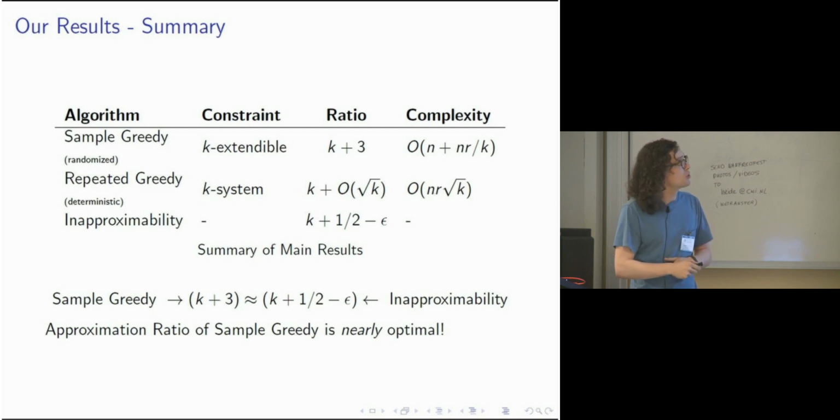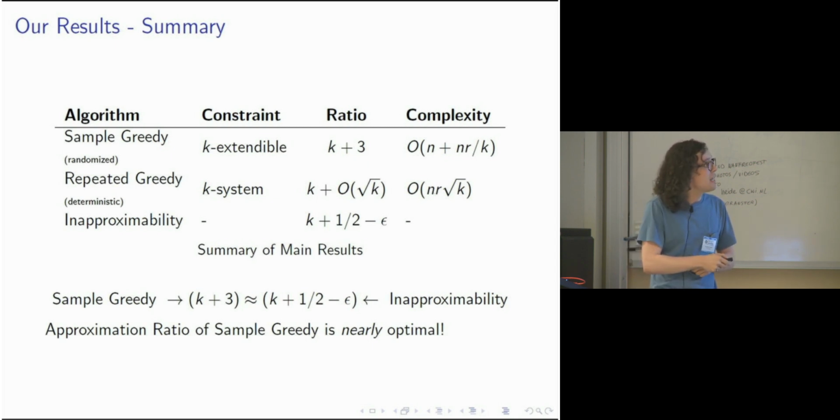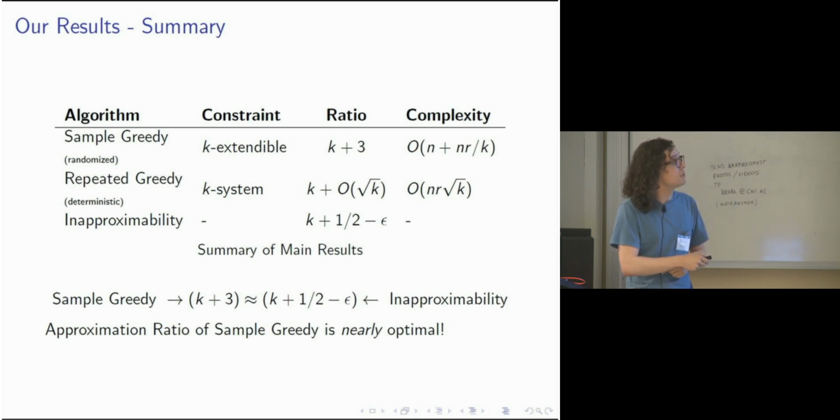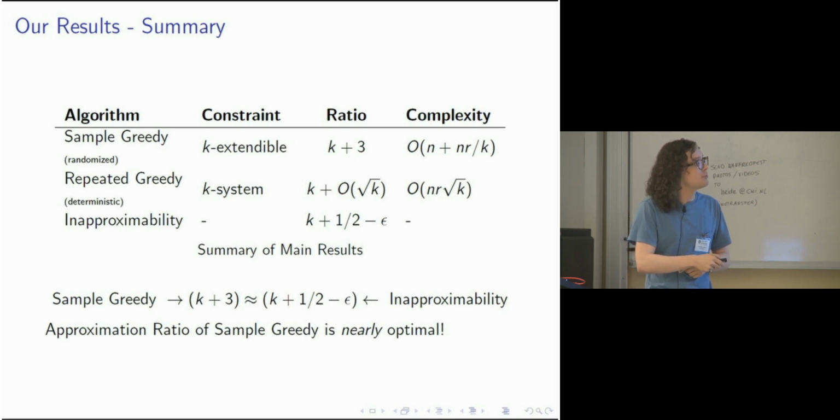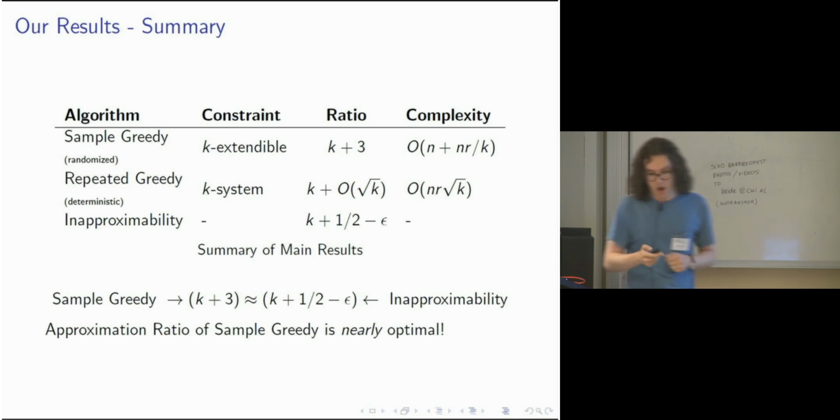Our randomized algorithm works on k extendable systems and achieves an approximation ratio of k plus 3. And so we've actually eliminated that multiplicative factor of k, and we can repeat greedy several times to work on a more general class. We achieve a little bit worse ratio here, and we incur a multiplicative factor of square root k. To complement this, we also have hardness results that no polynomial time algorithm can do better than k plus 1/2. So in this sense, our simple sample greedy is nearly optimal.